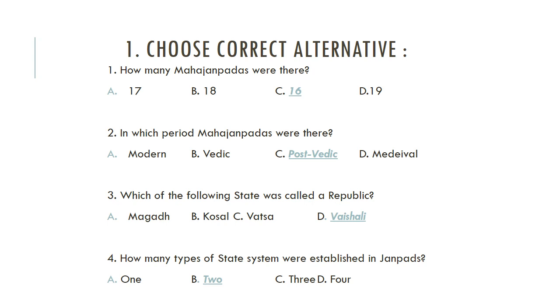Fourth, how many types of state system were established in Janpads? A1, B2, C3, D4. There are 2 types of state system in Janpads. One monarchy and second republic. So the answer is B2.